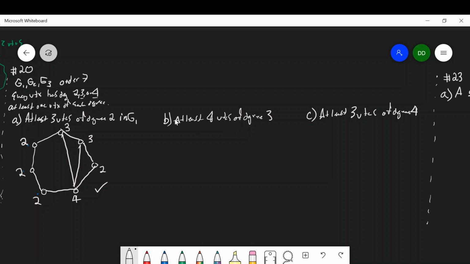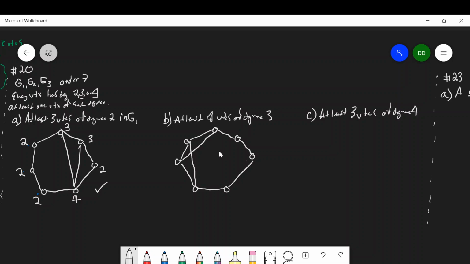All right, how about at least 4 vertices of degree 3? I'm going to start again by drawing a 7 cycle. And we want at least 4 vertices of degree 3. So I'm going to take care of those first and then not touch them. So I want 4 vertices of degree 3. How about I do something like this, that makes 2 vertices of degree 3 and then another 2 here. So now I have 4 vertices of degree 3. I'm going to not touch those.